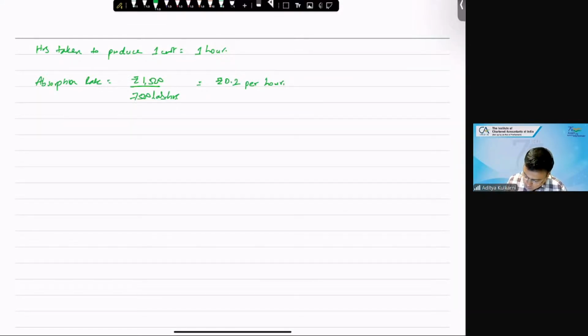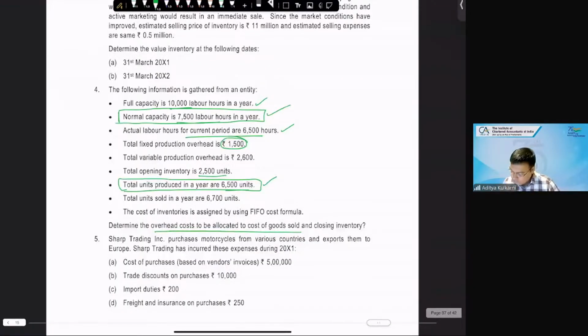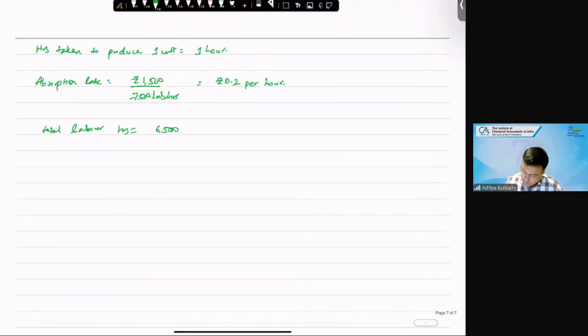So now total labor hours is equal to 6,500. Yes or no? Yes. Therefore, fixed overheads absorbed, 6,500 into 0.2 is equal to rupees 1,300. Are we okay with this? Yes.